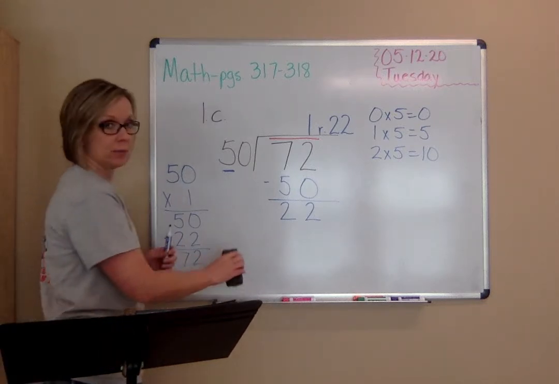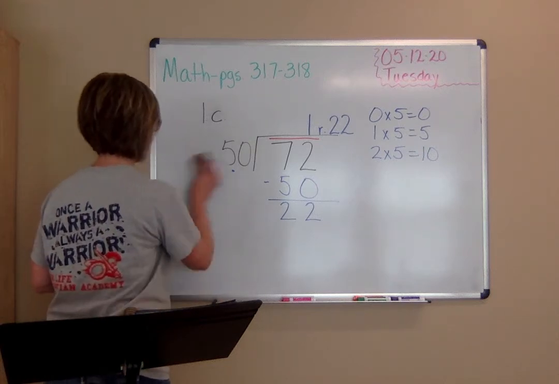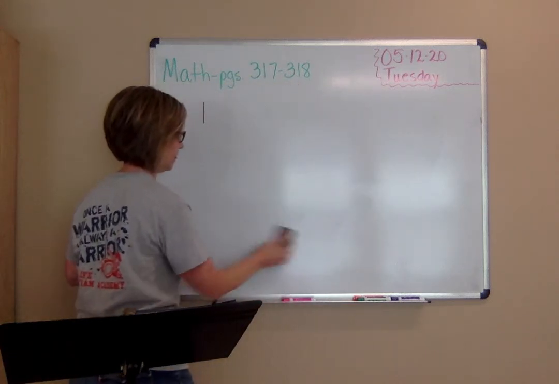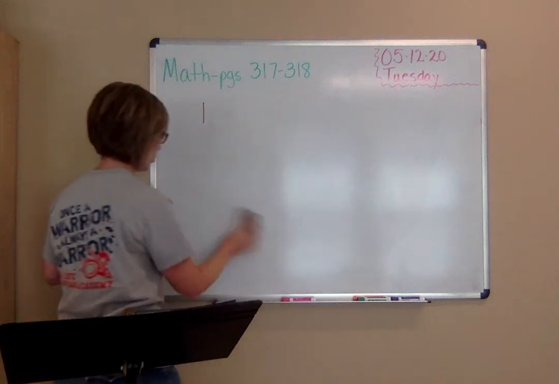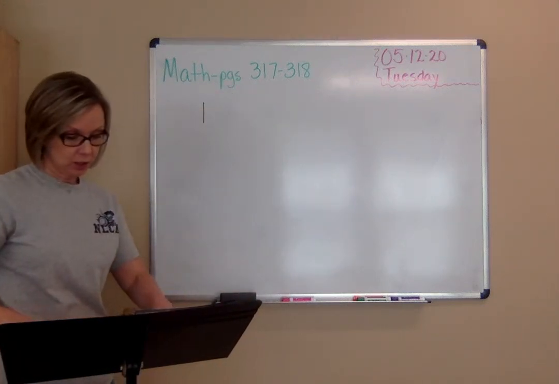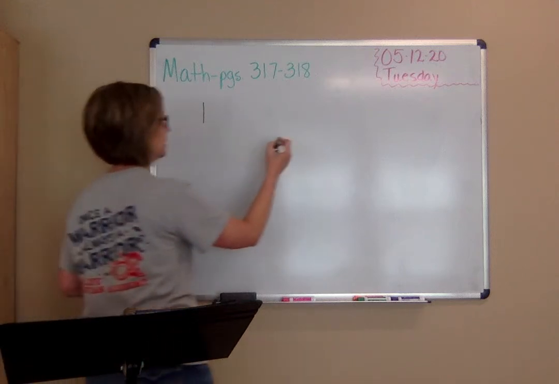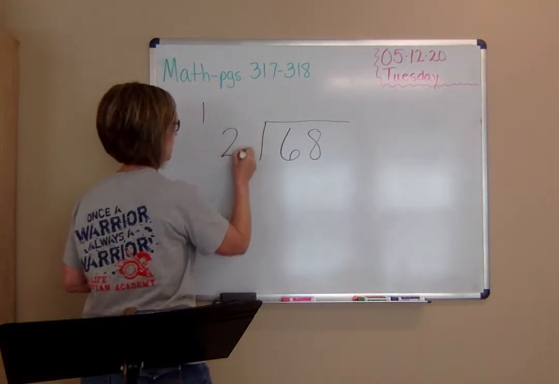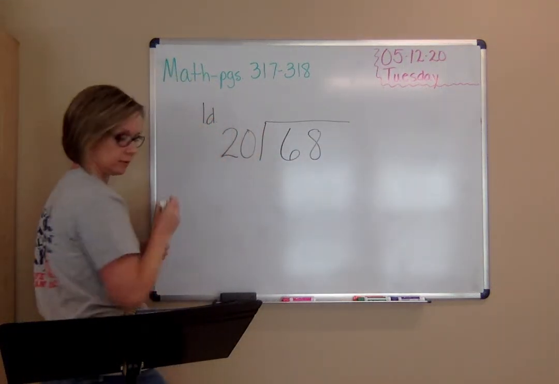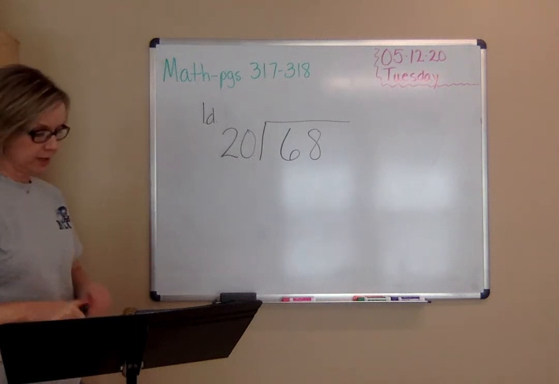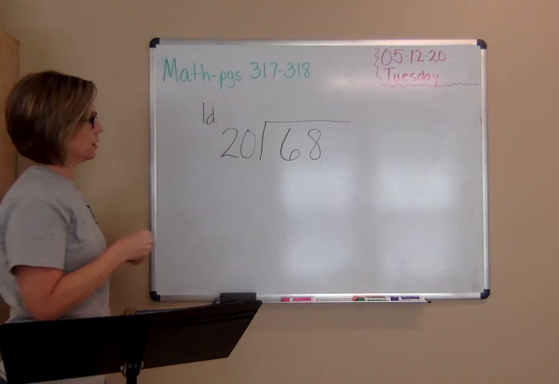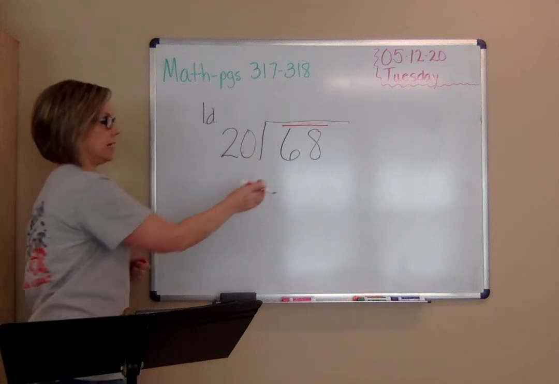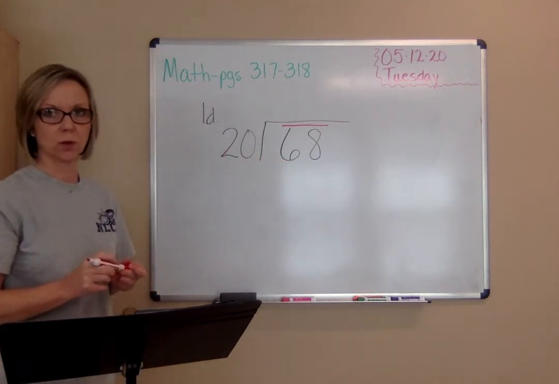Let's work D together. I know this is the last one, but I just want you to see these. I want you to train your brain to do them correctly. You have 68 divided by 20. This is 1D, I believe. So first thing we're going to do is draw our line over this whole number. 68 divided by 20. We can't use 6 divided by 20. That's not going to work.